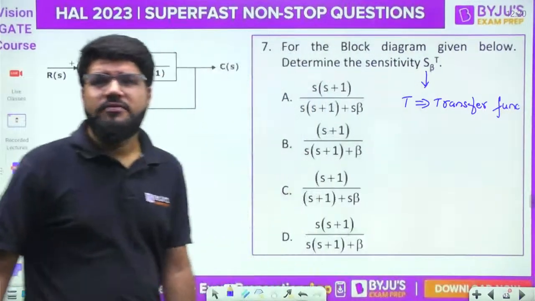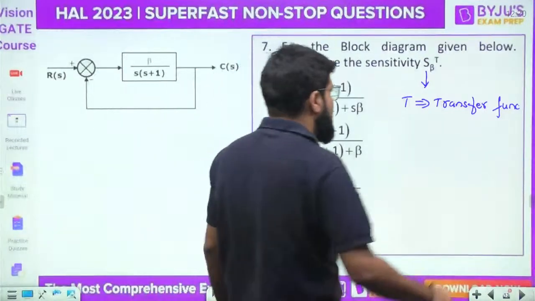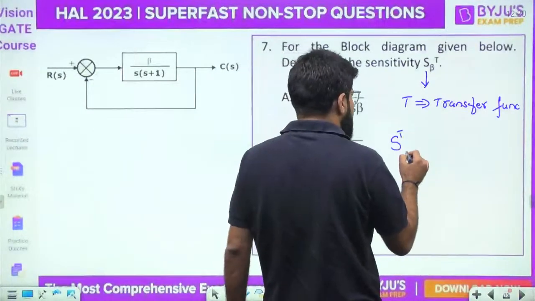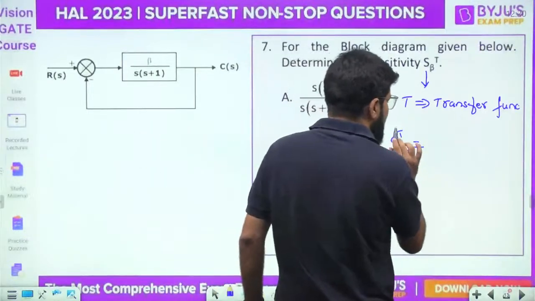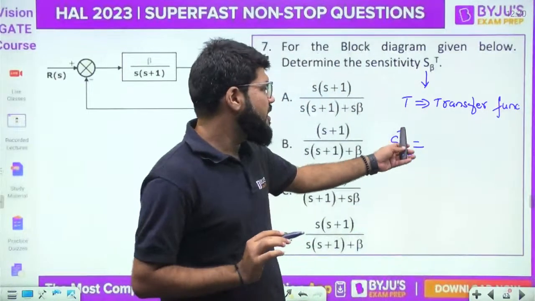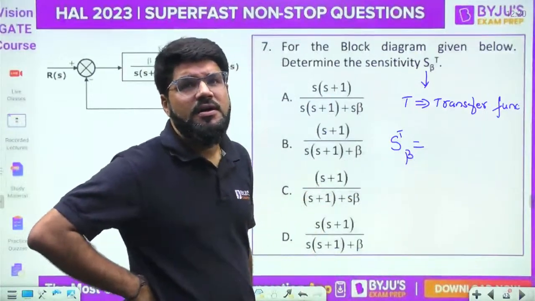T bole to transfer function. Okay, yeah, Chenmoy, correct. So when you are calculating S_T^beta, first of all, we need to calculate the transfer function. That I will do so. But what is the meaning of S_T^beta? Sensitivity of the transfer function with respect to beta.